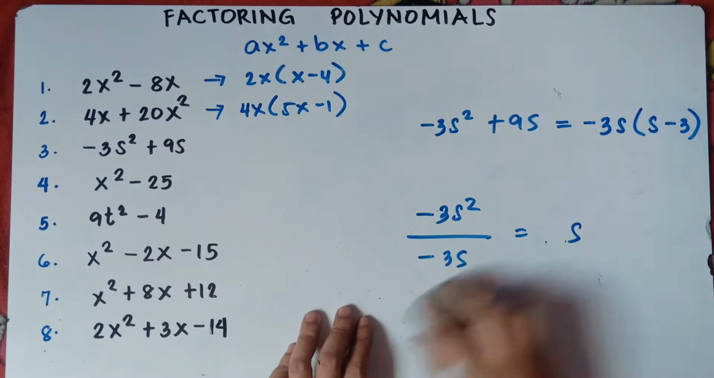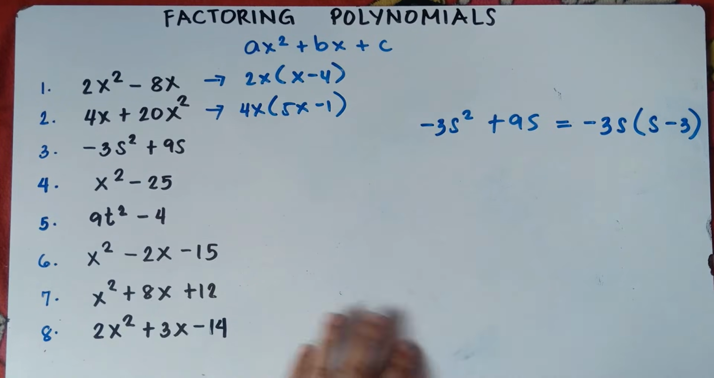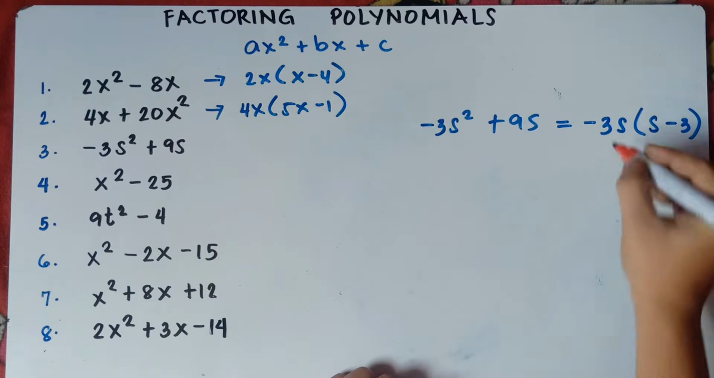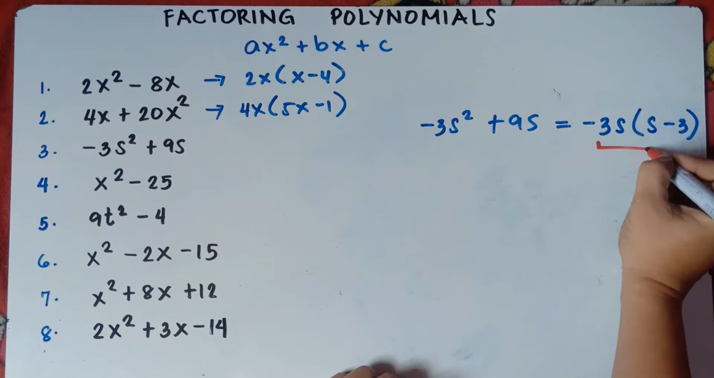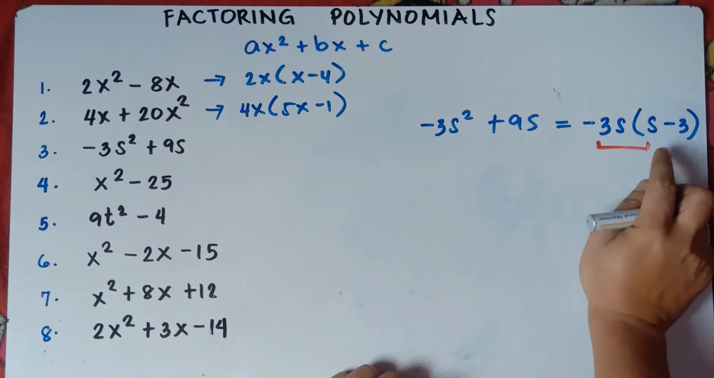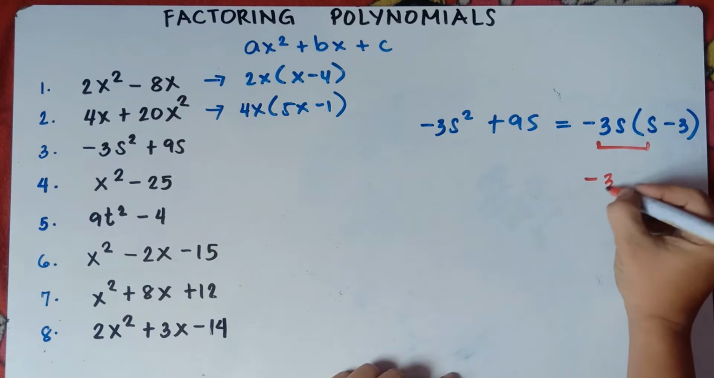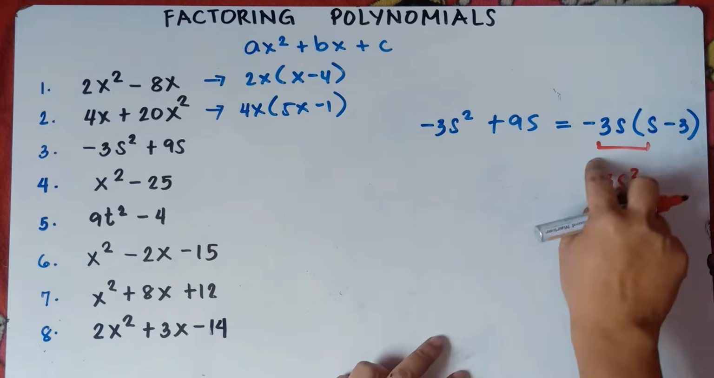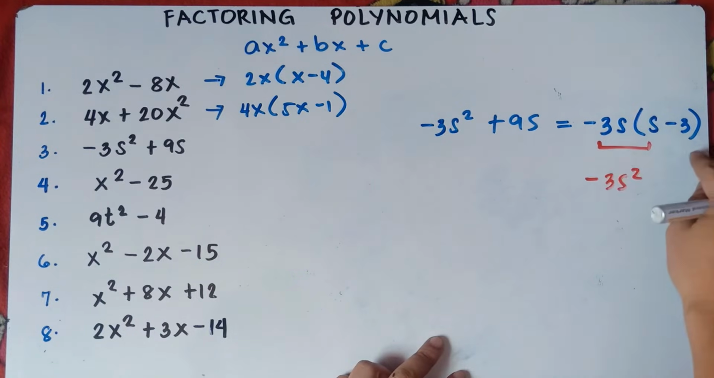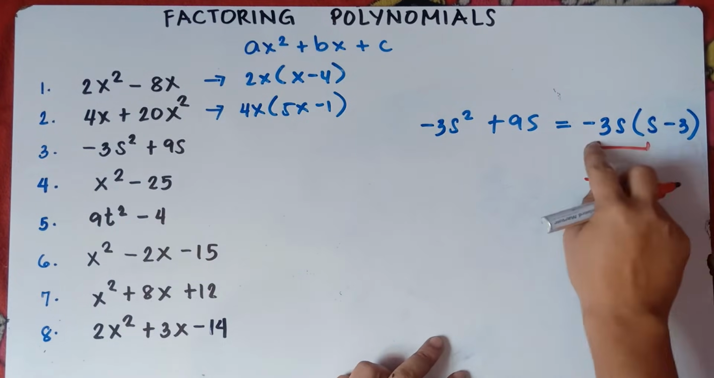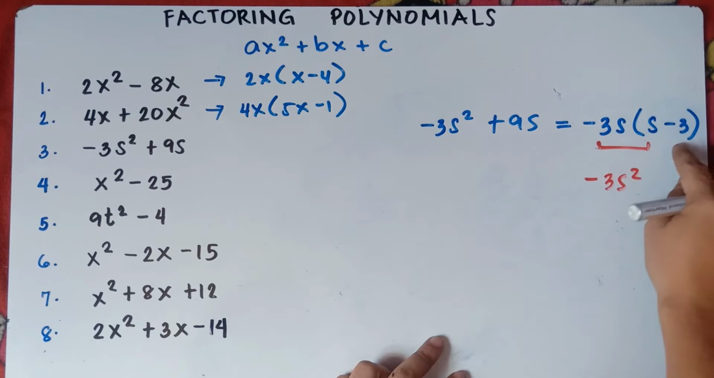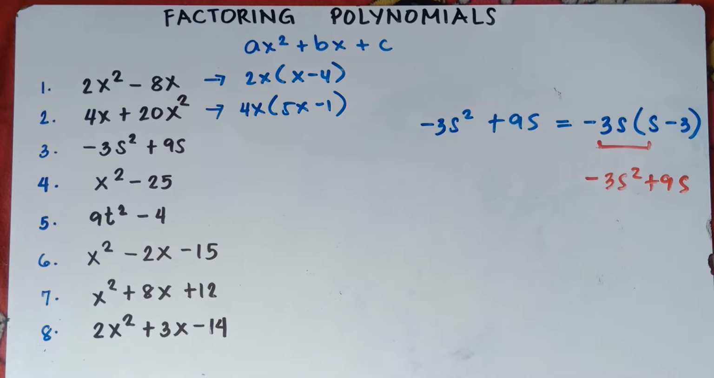Alright, and then we check, we distribute. Let's check if we get the same answer. Negative 3s multiplied by s, that would be negative 3s squared. Negative 3s multiplied by negative 3. Negative 3 times negative 3, that's positive 9. Then copy s. Negative 3s squared plus 9s. So this will be our answer. So this is correct.